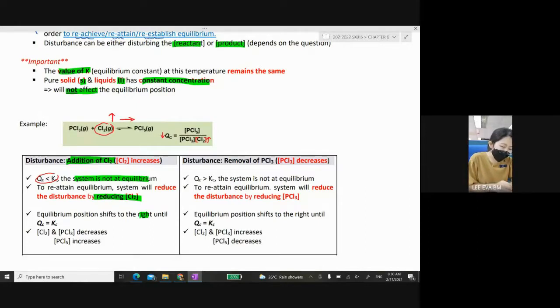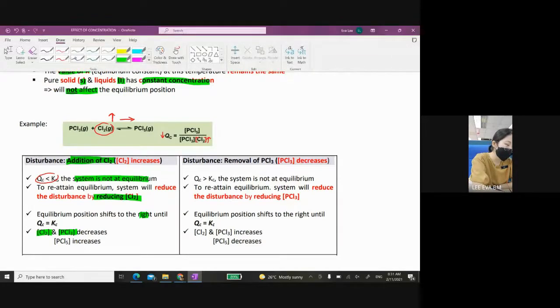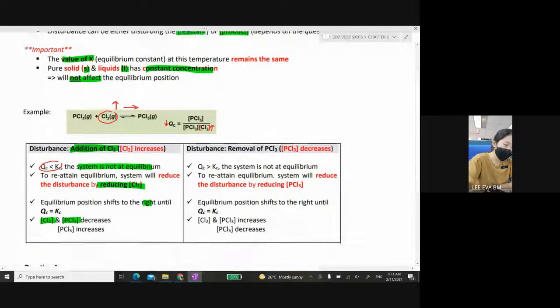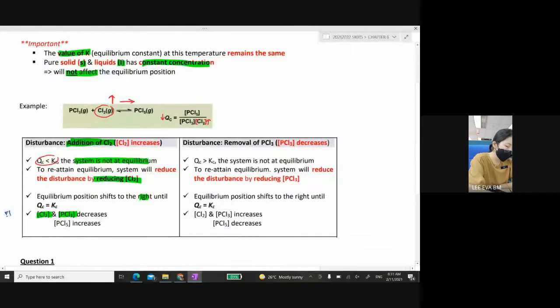And the last point at the bottom over here, concentration of Cl2, concentration of PCl3 will decrease. So the last point refers to the effect after the equilibrium shift, so the consequence. After the equilibrium shifts to the right, concentrations of the reactants will decrease and the concentration of the product, PCl5, increases.